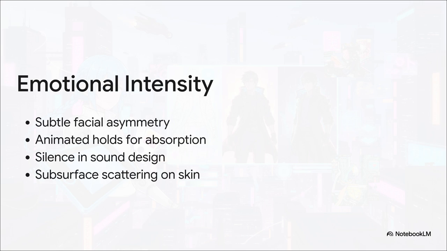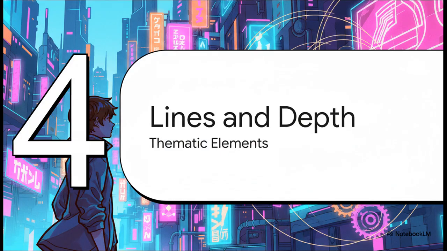Finally, to make the character feel physically present in that glowing neon lighting, artists use subsurface scattering. This simulates how light penetrates and gently illuminates the skin and thin membranes, which adds a crazy layer of realism to the shadows. And finally, Section 4, Emotion, Lines, and Depth.